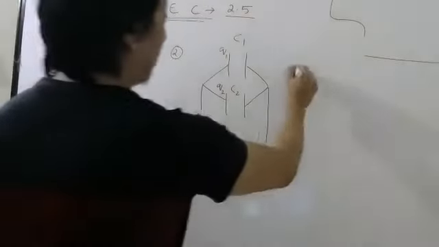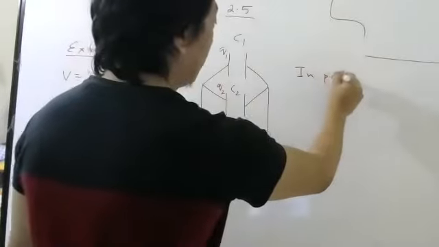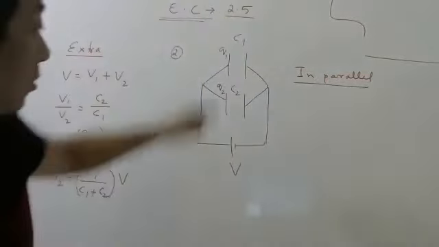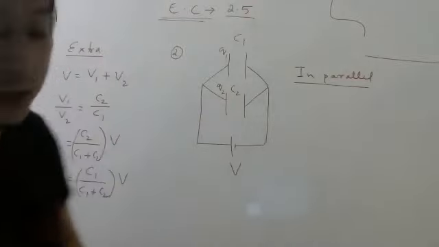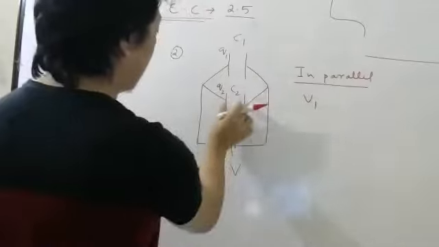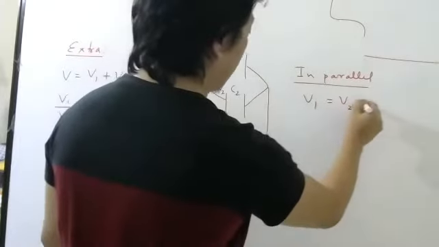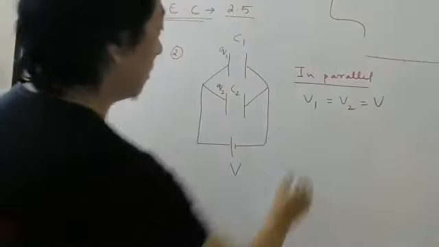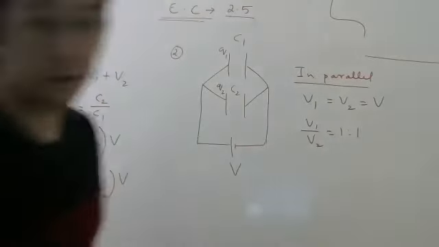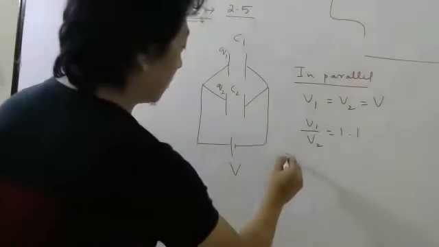So in parallel, what remains same? Quickly tell me. In parallel, what remains same for the two capacitors? Voltage. That means if I say voltage here is V1, and voltage here is V2, both will be same and equal to V. So the ratio of voltage will be 1:1. Okay. And what about charges now?